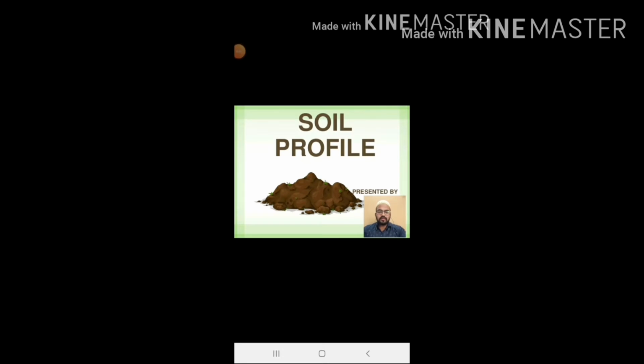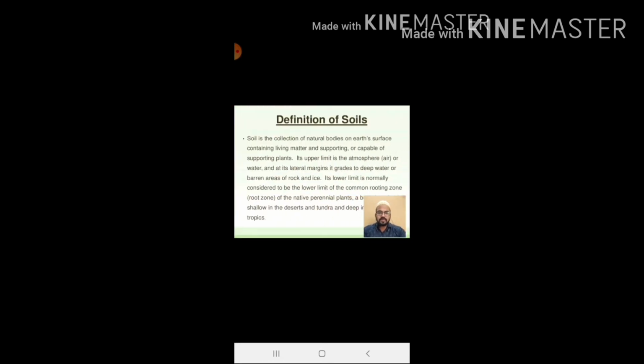Everyone, so today we are going to discuss the soil profile. So we will see what the soil profile is and the different layers of the soil. So what is the soil?